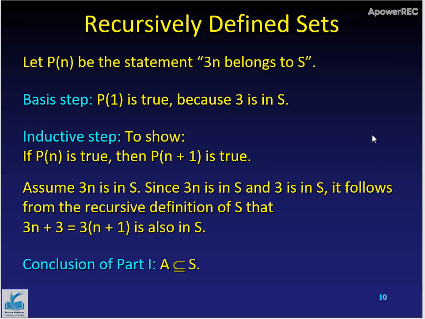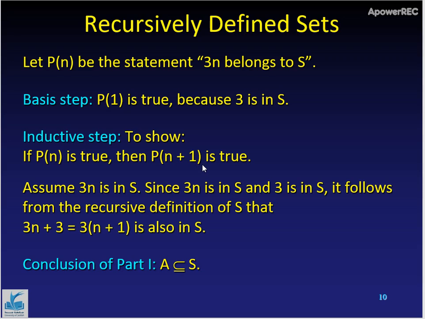Alright, now we go to the inductive step, where we assume that the expression is true for a given value of n, and then we use this inductive hypothesis to show that the propositional function is true for the next value. So what does this mean in this context? We will assume that 3n is in S. So we will assume this statement to be true, and then we establish the truth of this statement, which basically means that 3 times n plus 1 belongs to the set S also.